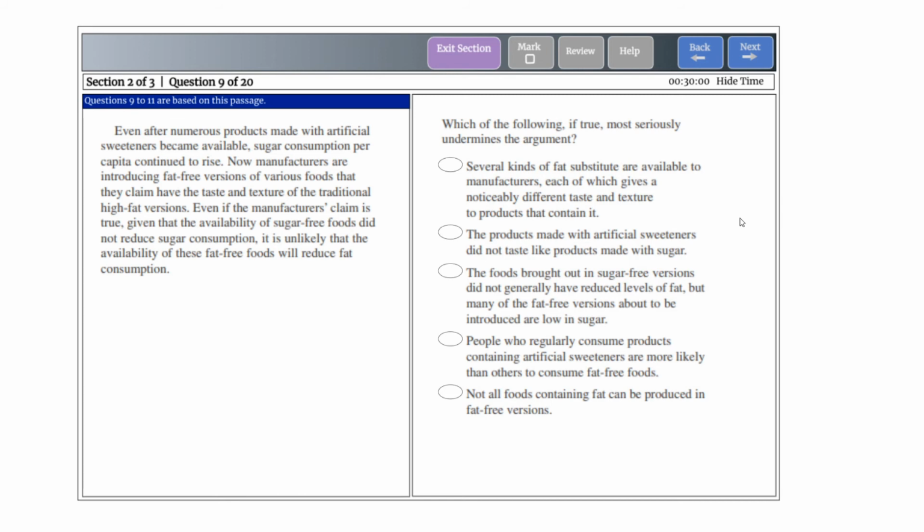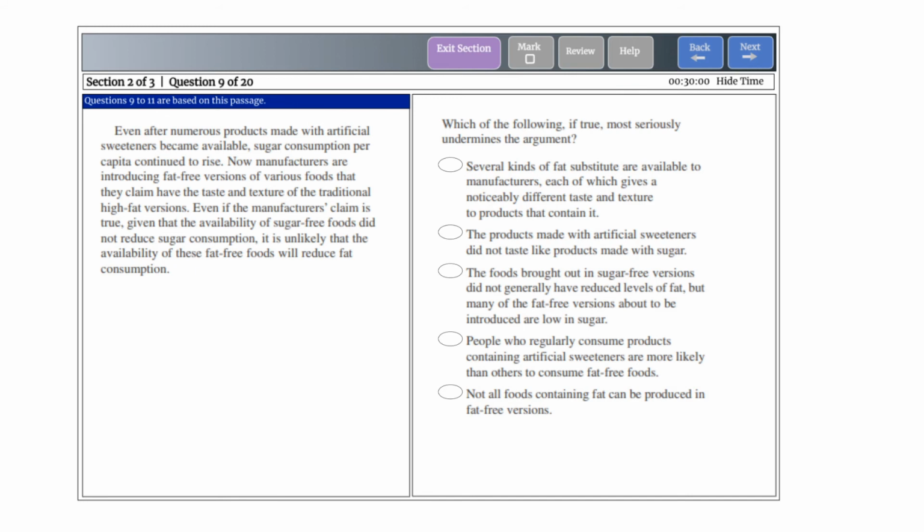And then if we look at an answer like C: the foods brought out in sugar-free versions did not generally have reduced levels of fat, but many of the fat-free versions about to be introduced are low in sugar. This doesn't really have any bearing. This is completely tangential, right? We aren't told that we care about foods that contain or don't contain both fat and sugar. They're just trying to throw in a bunch of buzzwords from the passage to get you thinking, hey, maybe this has some sort of effect.